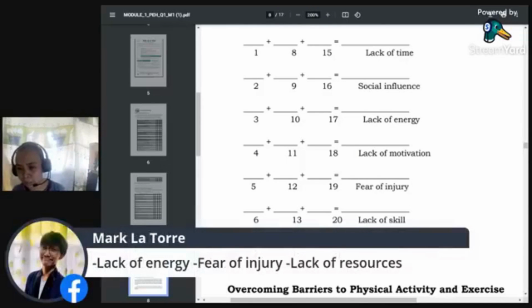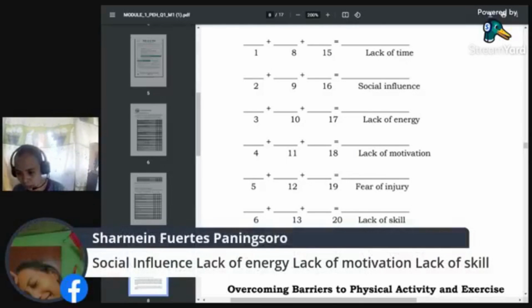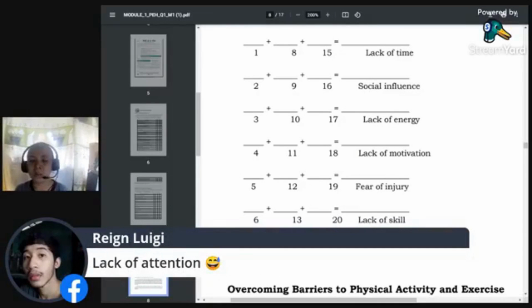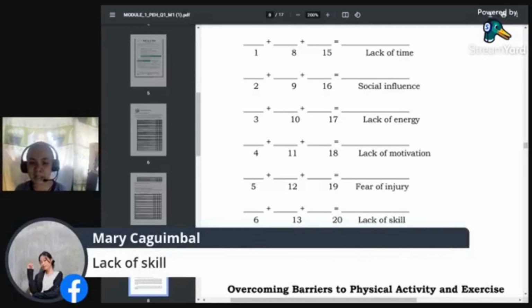Okay, so we also have Mark Latorre: lack of energy, fear of injury, lack of resources. And then for Charmaine: social influence, lack of energy, lack of motivation, lack of skill. And then finally, we have Rain Luigi, that is lack of attention. Where is lack of attention? I didn't teach lack of attention. Maybe motivation. And then for Merica Gimbal, it's lack of skill. Rain, there's no lack of attention.